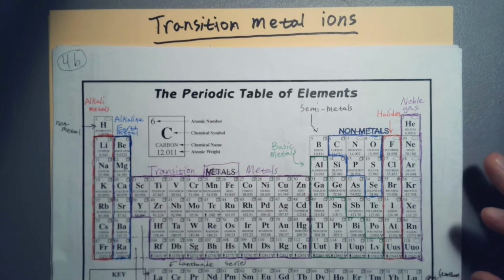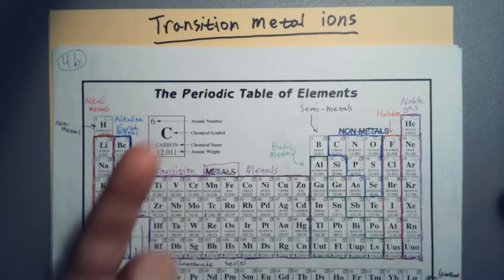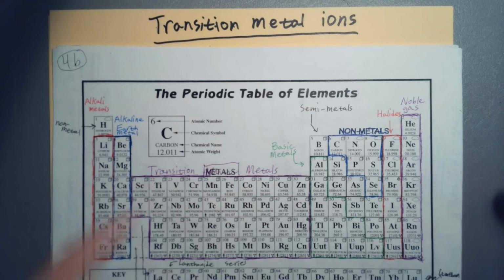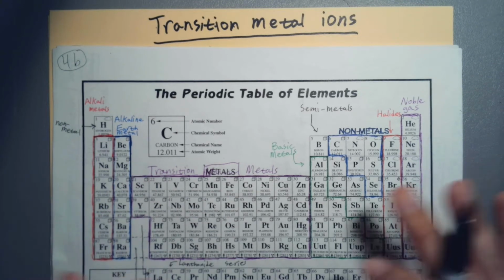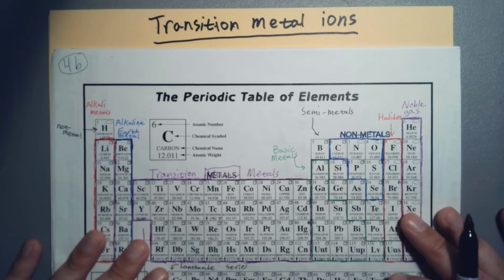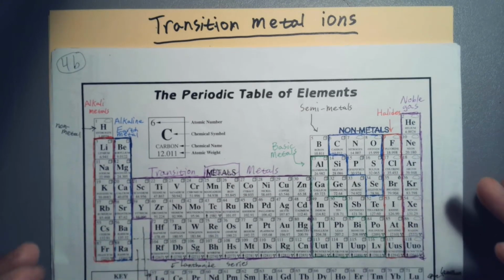So, transition metals, as you remember, are in the middle of the periodic table. And so what's the problem with transition metals? Well, problem number one, the periodic table doesn't tell us anything about what their charge is going to be, at least not in this class. You can take general chemistry and then you can start to make educated guesses at it.